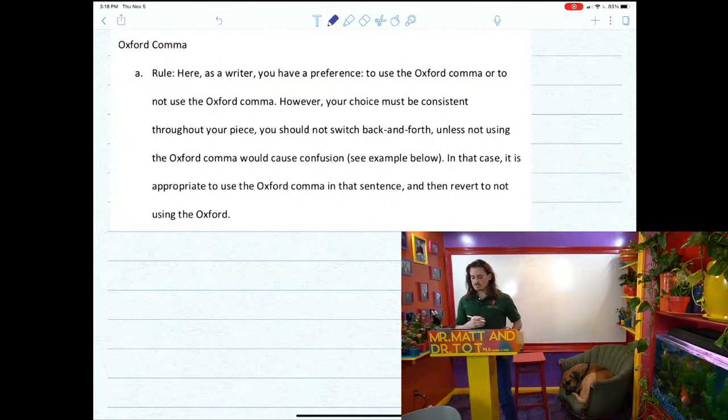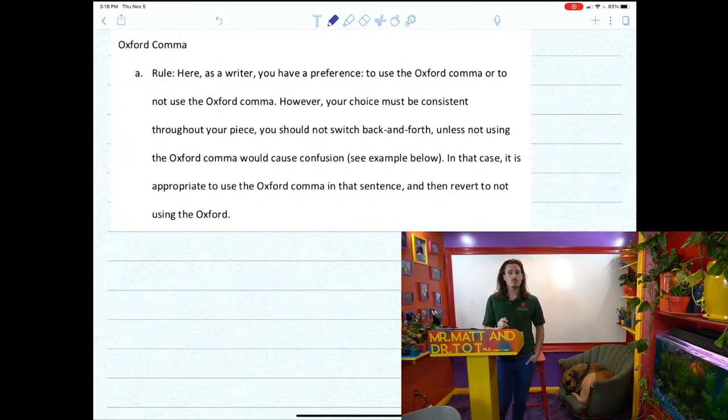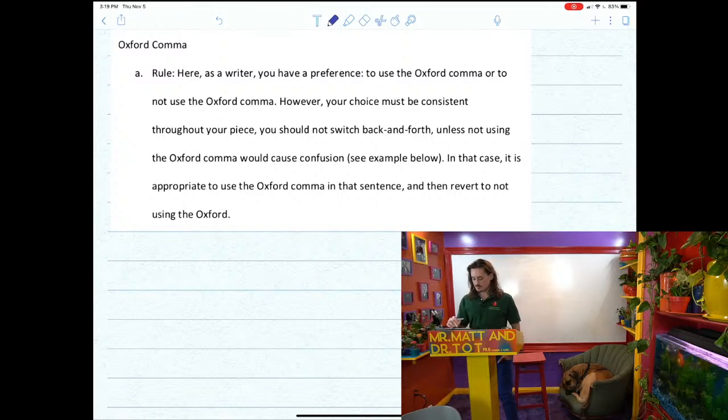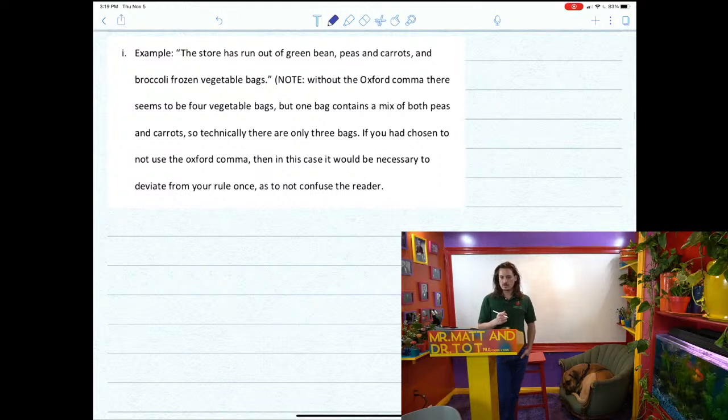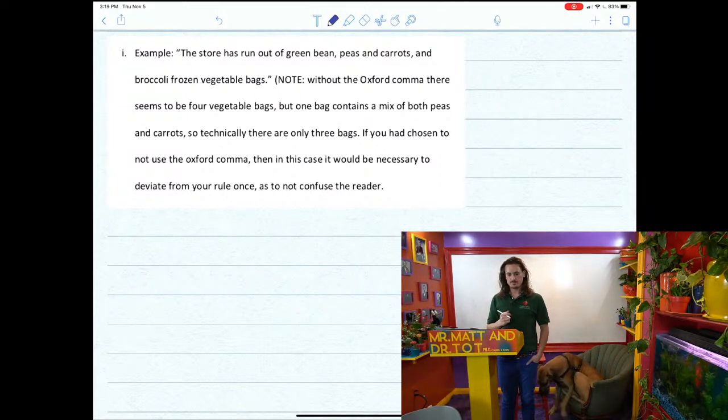But your choice must be consistent throughout your piece, and you should not switch back and forth unless not using the Oxford comma would cause confusion to the reader. In that case, it would be appropriate to use the Oxford comma in that one situation and then go back to not using it merely because that one situation would have caused confusion. So, and there's an example here that will give you an idea about when that could cause confusion.